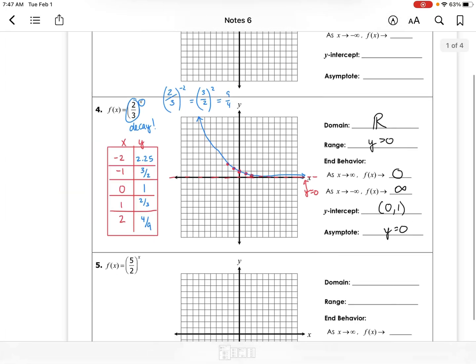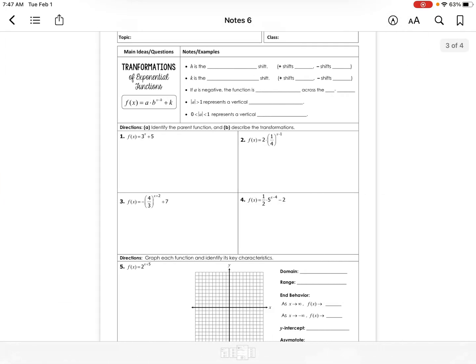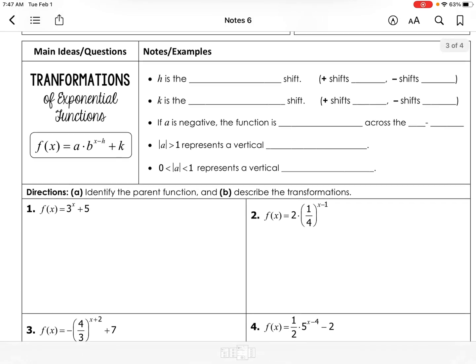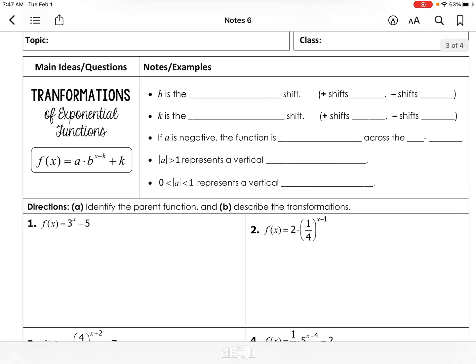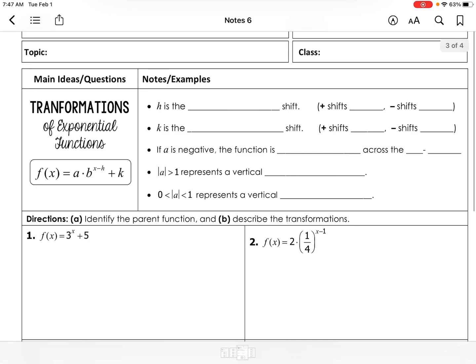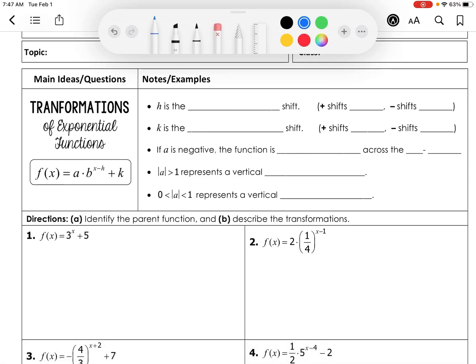Let's go ahead and look at the second part of today's video, transformations. So in this section, we have not only a b, but we have other values such as an a, an h, and a k. So you need to know what all these letters do. The h is the horizontal shift. I like to think the h stands for horizontal. But the weird thing about this h right here is that a plus shifts it to the left, a minus shifts it to the right.